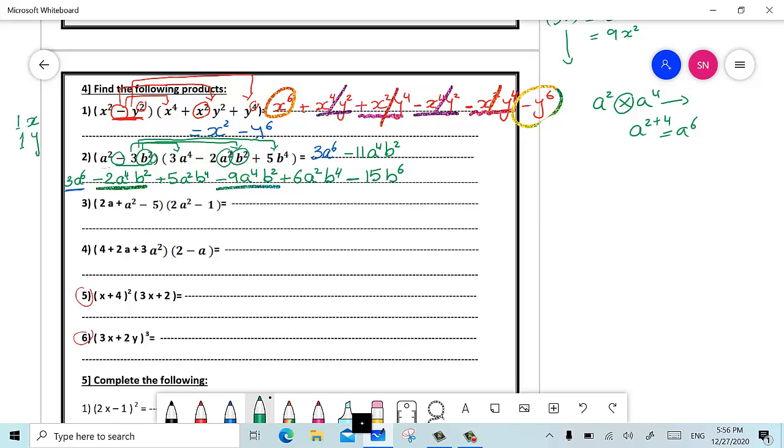And then I'm going to go and see, I will find that I have positive 5 a to the power of 2 b to the power of 4 and positive 6 a to the power of 2 b to the power of 4. Again, I am adding like terms. When I am adding like terms, I add the coefficients, 5 plus 6, and this is equal to positive 11. And the variables stay as they are, no changes. And at the end, I have still negative 15 b to the power of 6.